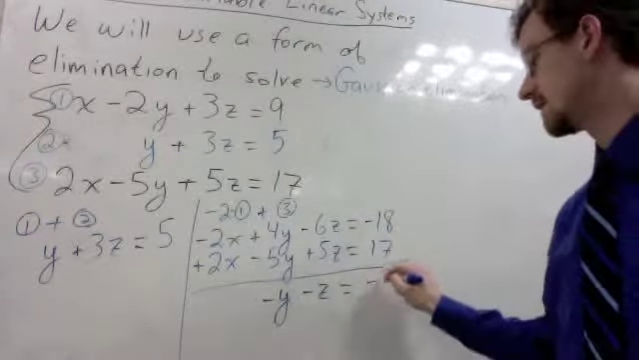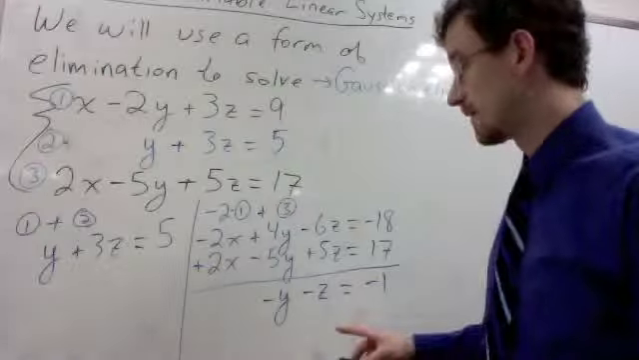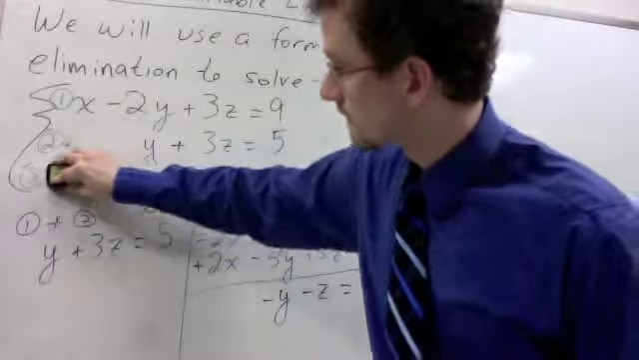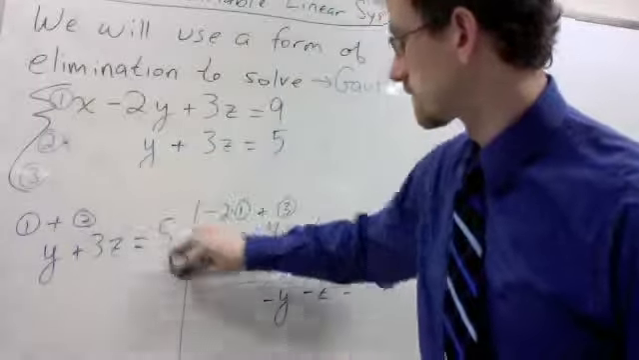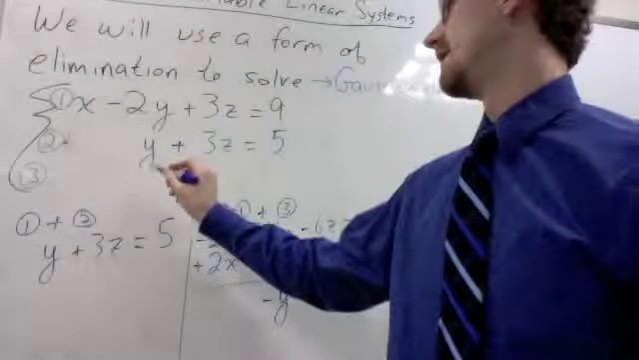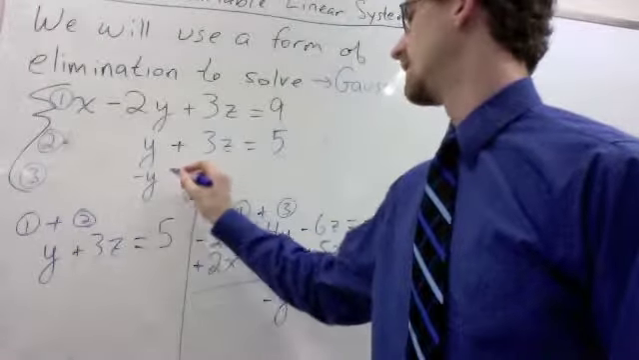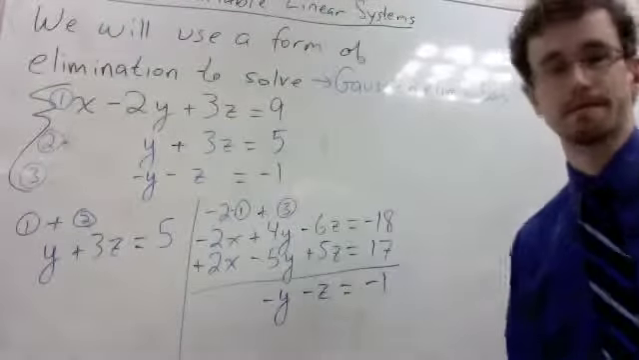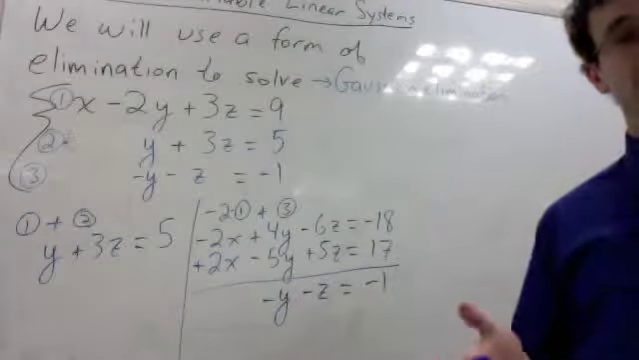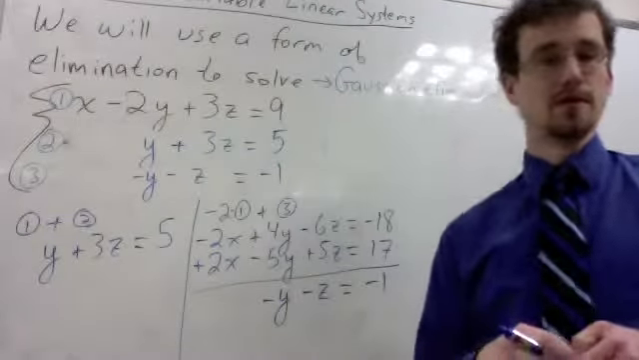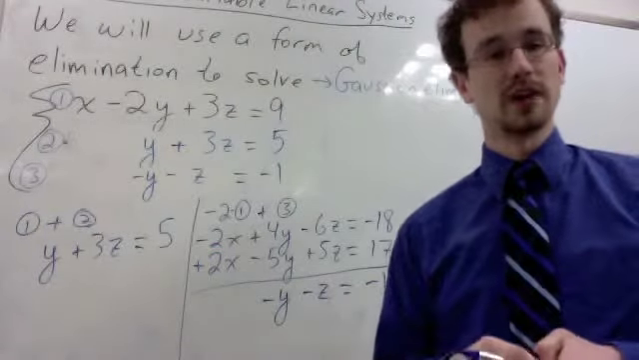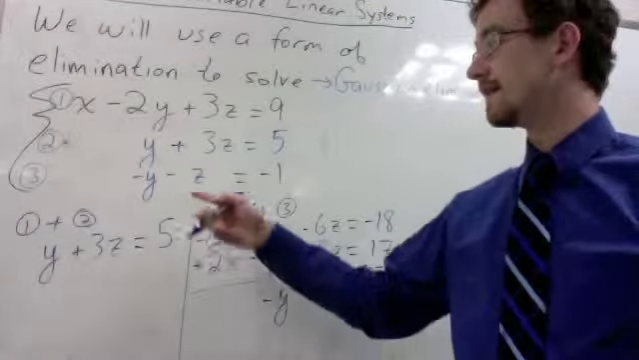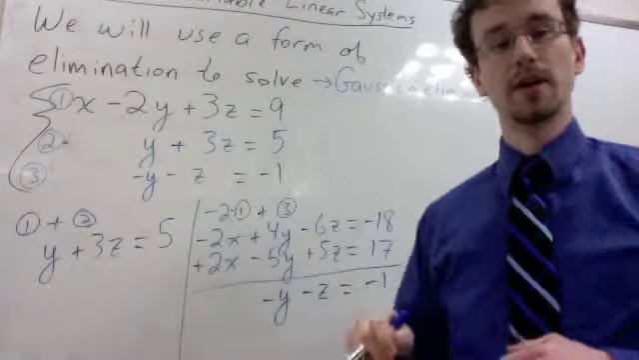So now we can replace equation 3 with this new equation we've just found. Negative y minus z equals negative 1. But we're not quite done yet. We still have one more step to go before our system is in row echelon form. And in that step, we need to eliminate the y from our third equation.